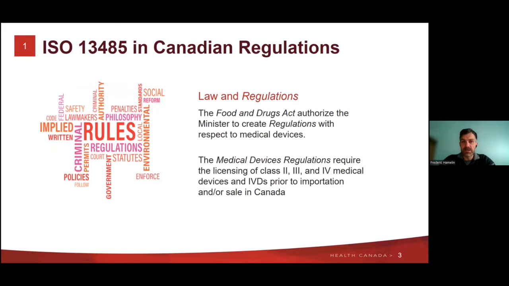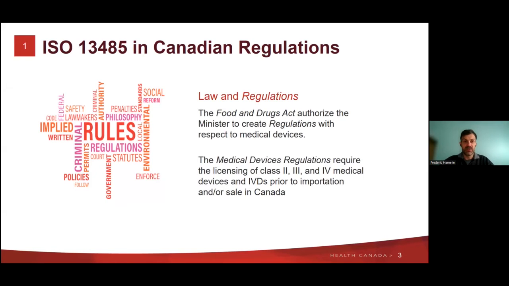So first item is to speak a bit about 13485 and the Canadian regulations, and how does that all work together. To begin with, we need to understand that the way our regulatory framework is structured is we have the Food and Drugs Act, which is a federal law. So this is voted on by representatives, and it does not have a lot of detail. It contains high-level requirements of a very general nature, like you have to sell devices that are safe and effective. You can't misrepresent the devices. The devices can't harm people, things of the sort. But more importantly, it provides the government the authority to create regulations.